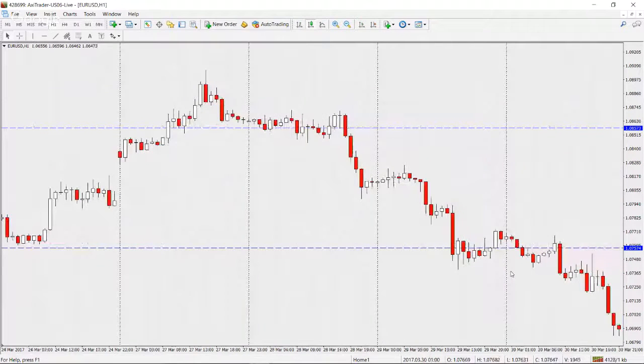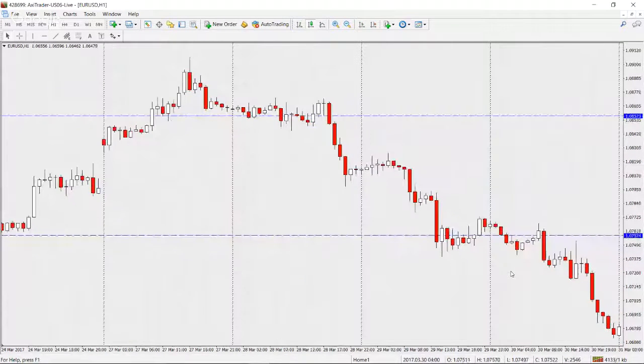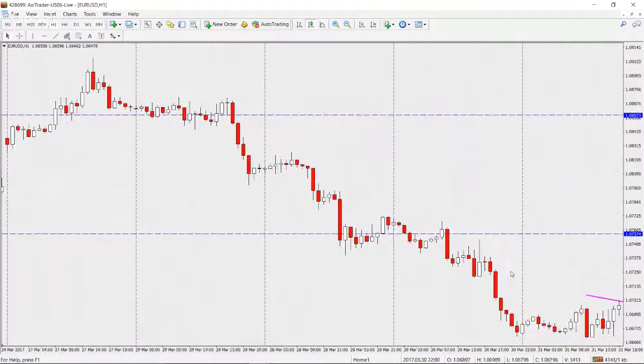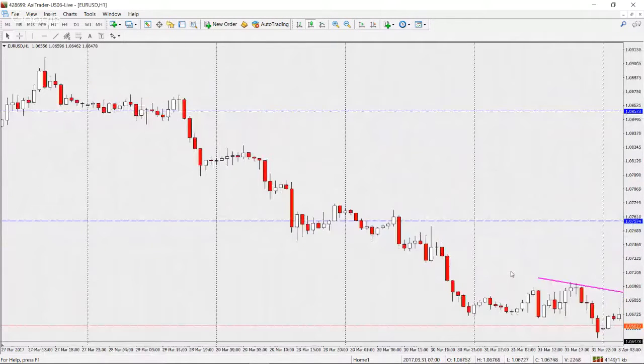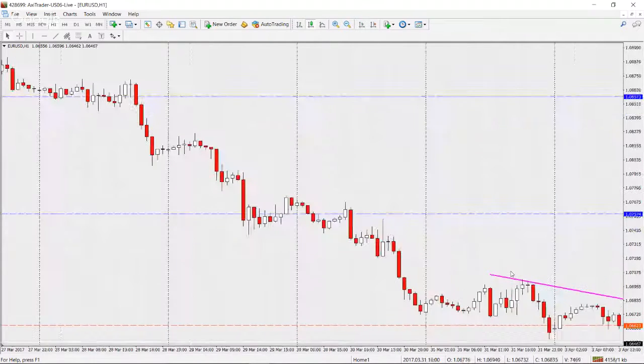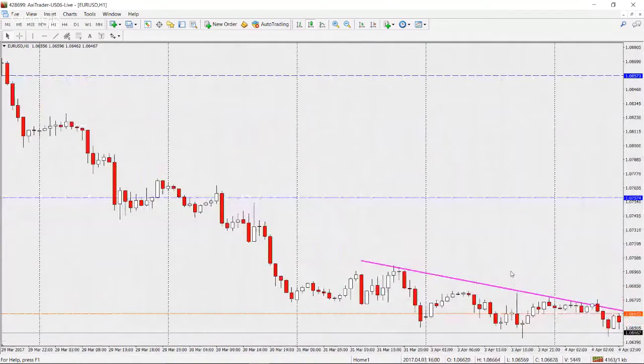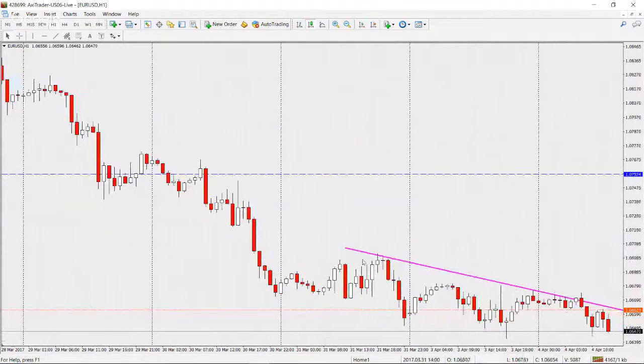Again, now we're in a downtrend, so we would be waiting for some candles to trade below the zones. Big, huge candles is what we want. I think we can see we're kind of stuck in a little bit of a trend line here.